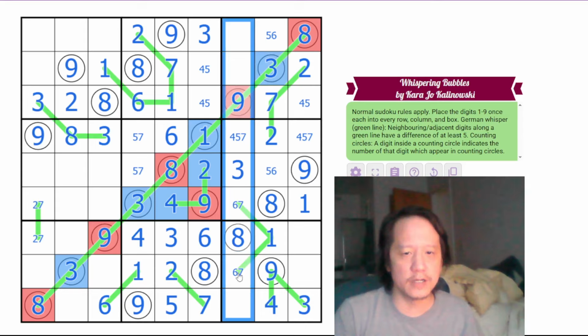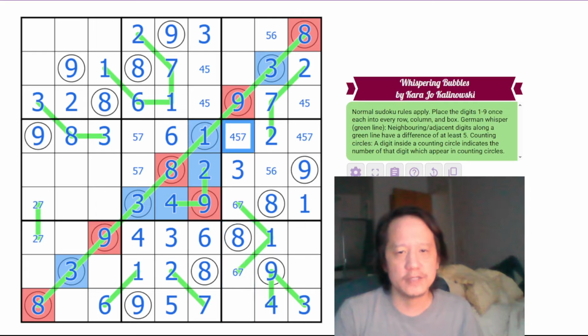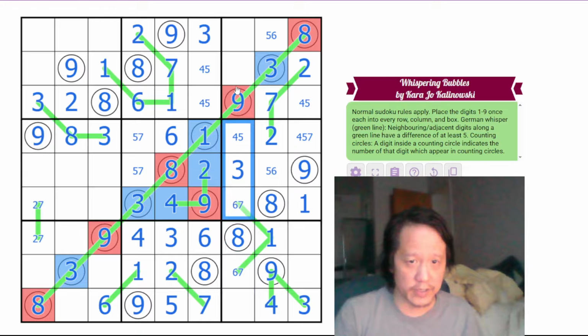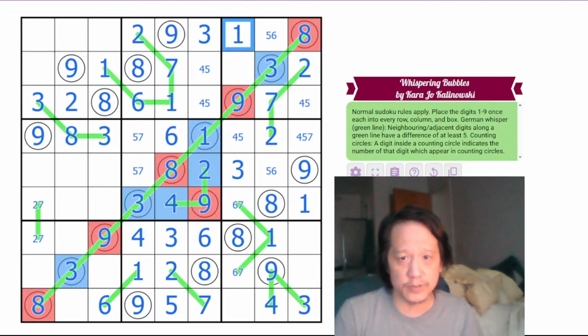Where's the 1 in column 7? Can't be here because 1 in the box. This can't be 7 because of the 6, 7 pair in the column. This has a 1 in the box, so that can't be 1. And this has a 1 in the row, so this has to be 1 here.